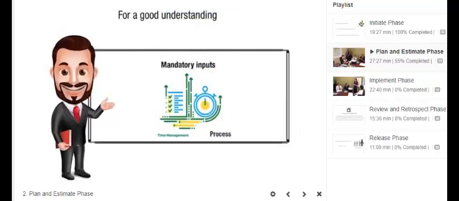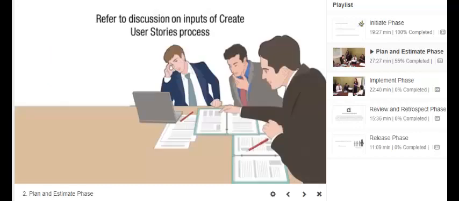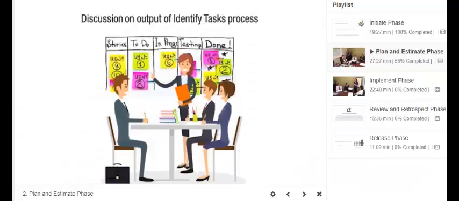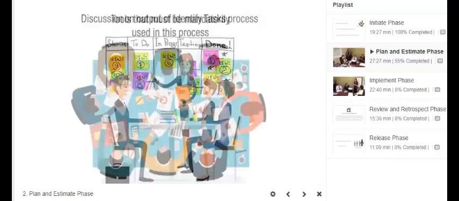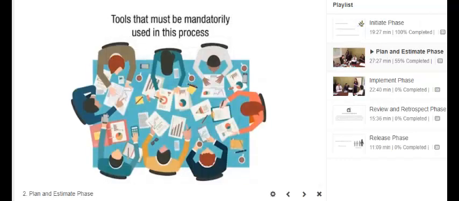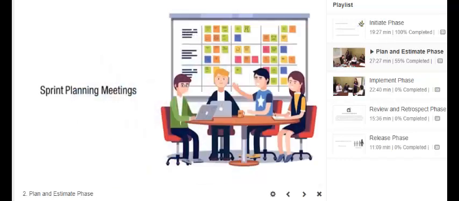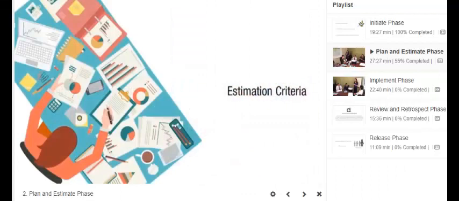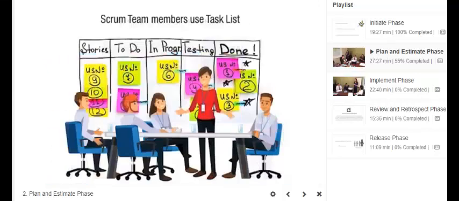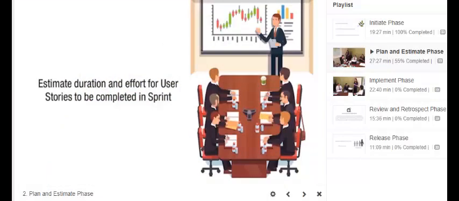For a good understanding of the mandatory inputs of this process, please refer to the discussion on the inputs of the Create User Stories process and to the discussion on the output of the Identify Task process. The tools that must be mandatorily used in this process are Sprint Planning Meetings and Estimation Criteria. In Sprint Planning Meetings, the Scrum team members use the task list to estimate the duration and effort for the user stories to be completed in the sprint.